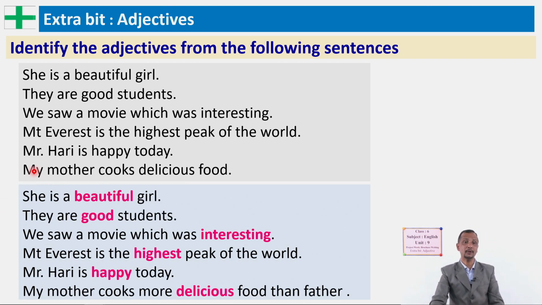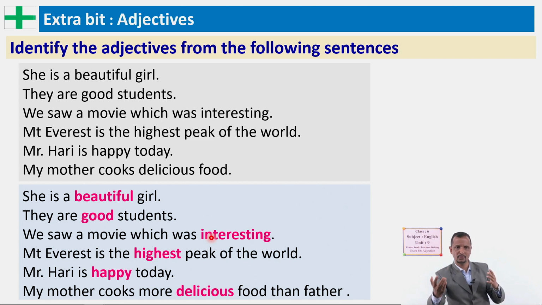Beautiful is an adjective. Beautiful girl; it talks about the girl. They are good students. Good student: bad or good? Good. Next, we saw a movie which was interesting. What was interesting? The movie was interesting. Beautiful girl, good student.